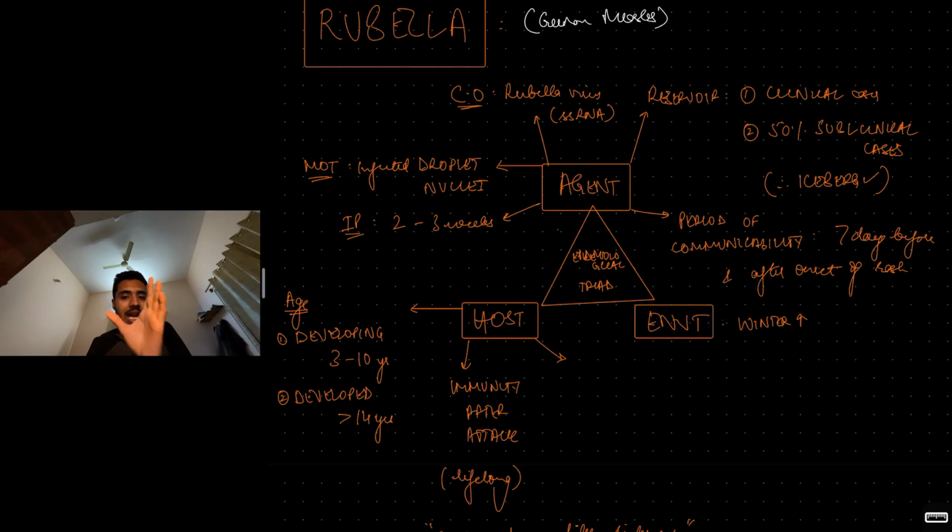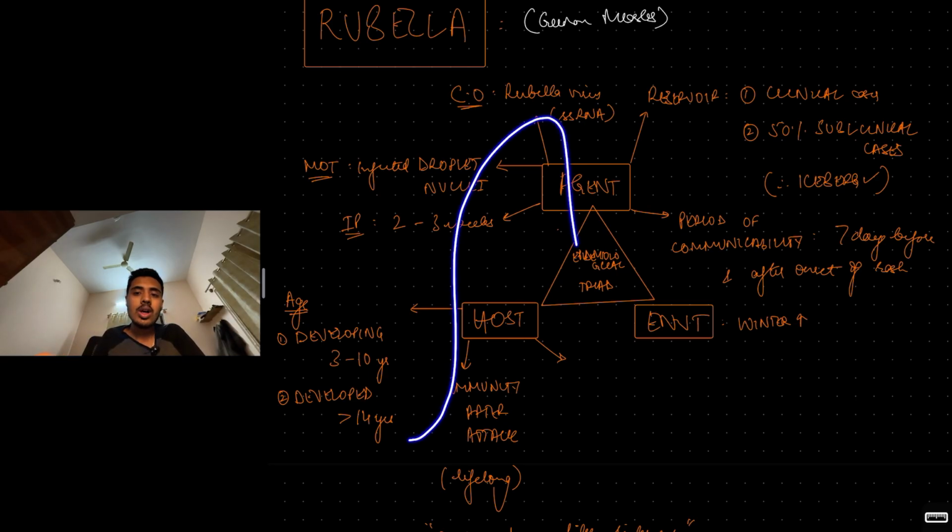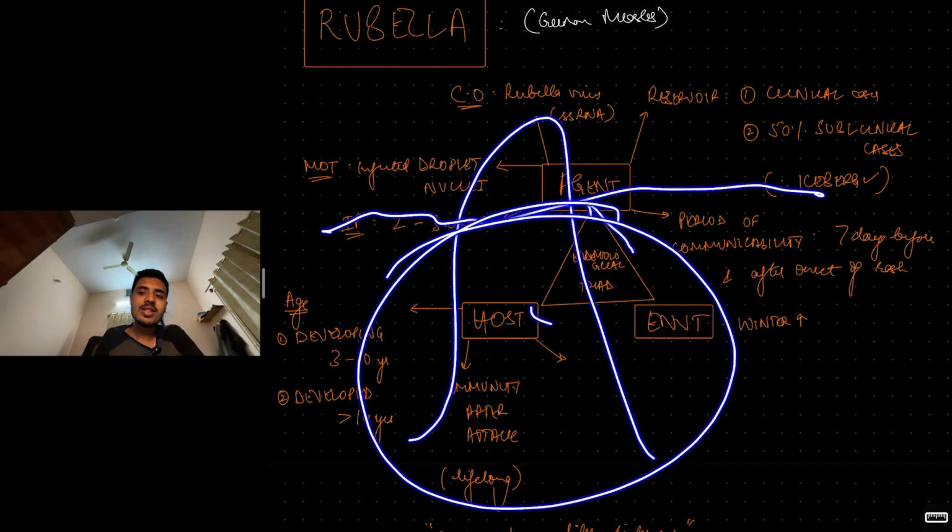Agent factors: the causative organism is rubella virus, again a single stranded RNA virus. Reservoir here: in rubella, you have clinical cases, and 50 to 60% are subclinical cases. So the iceberg phenomenon is very predominant. What are subclinical cases? Basically symptoms are very mild or asymptomatic. So what is an iceberg? Only the tip of the iceberg is seen, right? Just like that, the majority of the cases are subclinical, only a few of them are clinical. That's why it's known as the iceberg phenomenon.